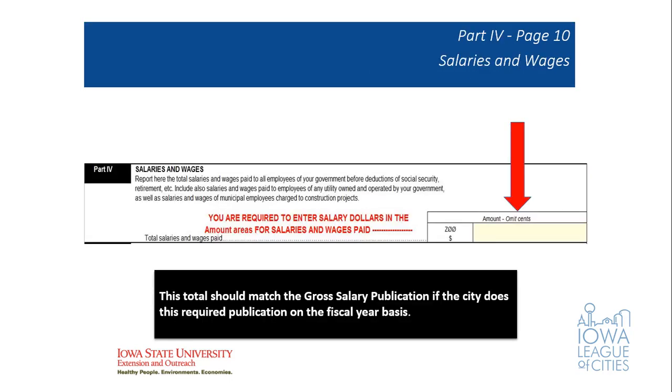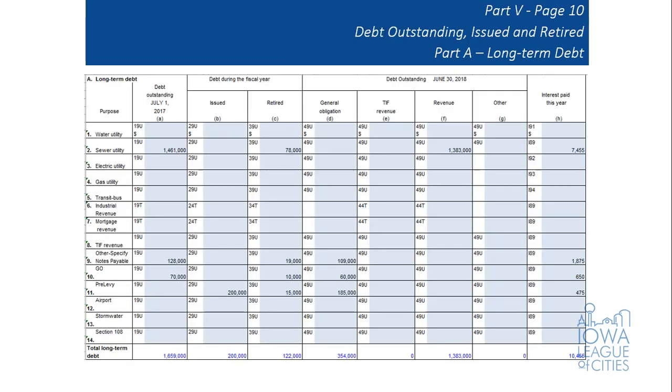The next part, number 4, we're going to look at the salaries and wages. Now, this should be the gross wages that you're giving to a person before any of the deductions are taken out, and it should include your council, your mayor, pool, any seasonal people that you have. If you do the annual salary publication requirement on a fiscal year basis, that should tie to this total. If you do it on the calendar year basis, of course it won't, because the calendar year hits 2 fiscal years.